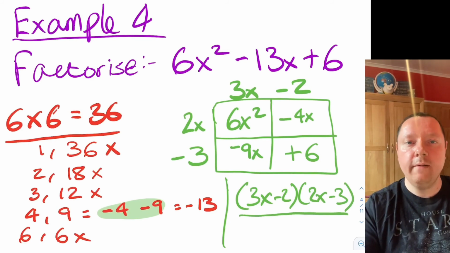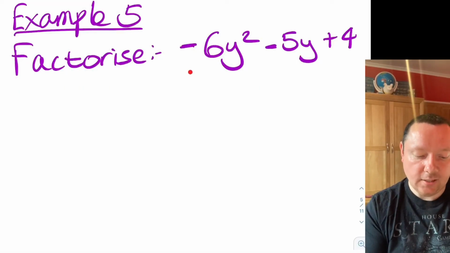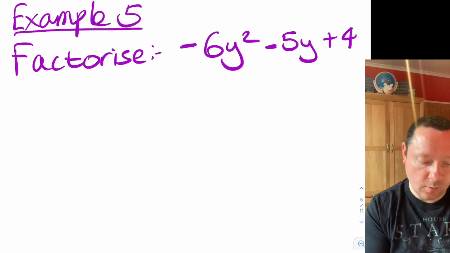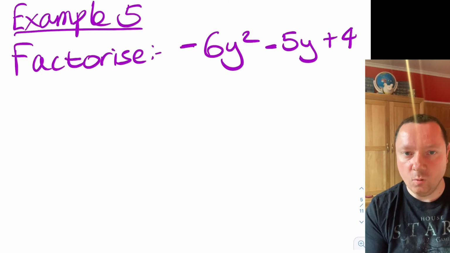Okay, we'll do one final example. Example 5 says factorise minus 6y squared minus 5y add 4. You'll notice that this one looks trickier because there's a minus right in front of the thing that's squared. Does it make it any trickier? You just need to be careful and watch out for it, okay?